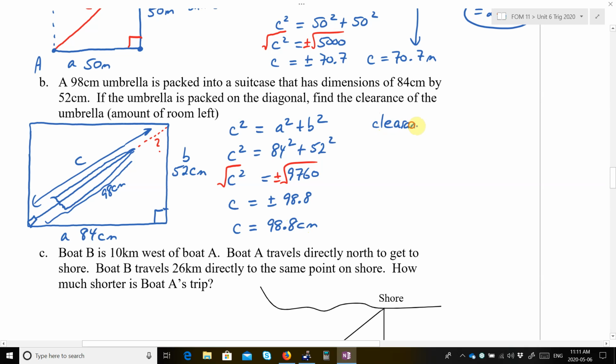Clearance is equal to 98.8 centimeters minus the length of the umbrella, which is 98 centimeters, and that's where they get in the answer key this 0.8 centimeters from.